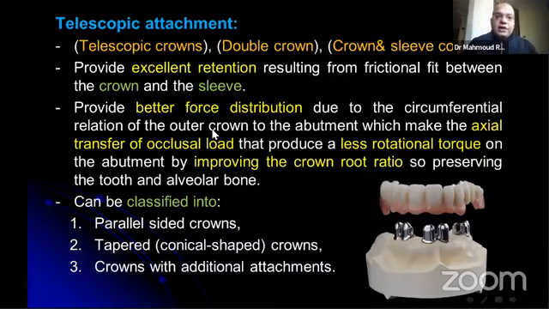Now we are talking about the telescopic type. We said that we use it in implant supported overdenture. We use here a telescopic crown, as you see here, or we may call it a double crown, or a crown and sleeve coping. The primary crown is the abutment that is screwed into the implant, and the secondary crown, or secondary sleeve or coping, will be incorporated into the framework of the denture above, as you see.